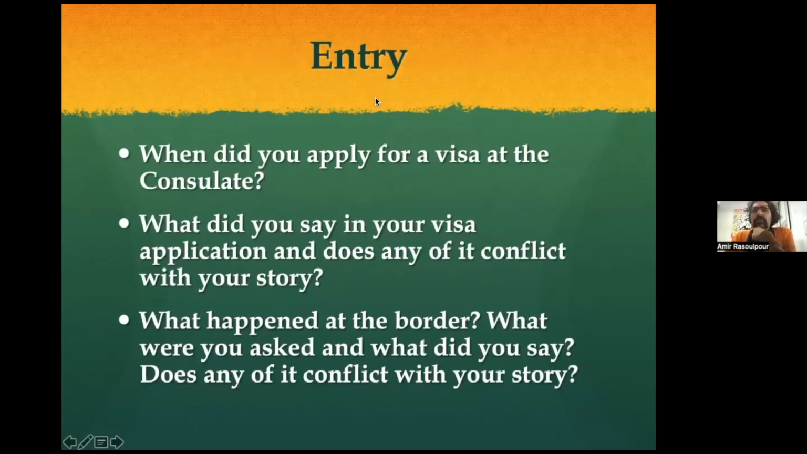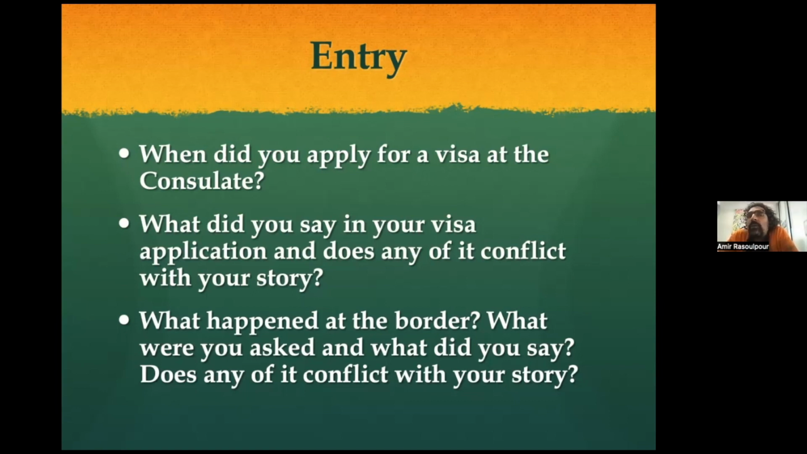So we'll go through entry just quickly, but some of the things that they might ask you at your asylum interview, and again, maybe or maybe not, you don't want to include it in your story, but oftentimes they'll ask, when you applied for your visa, what did you say in your visa, and does any of it conflict? And what happened at the border, and does any of that information conflict?